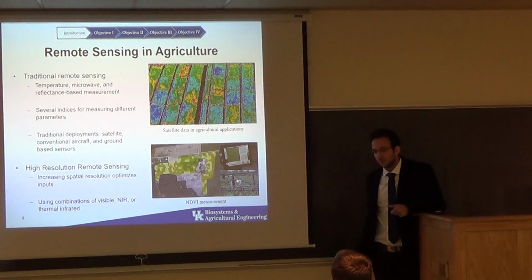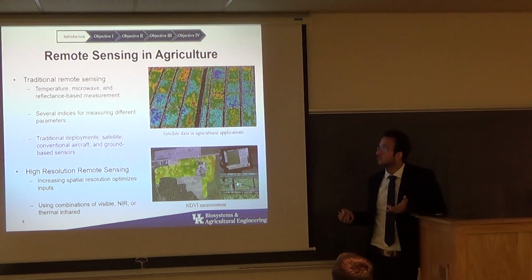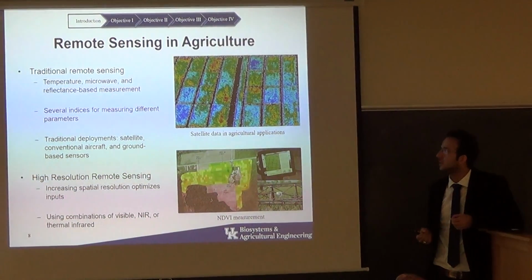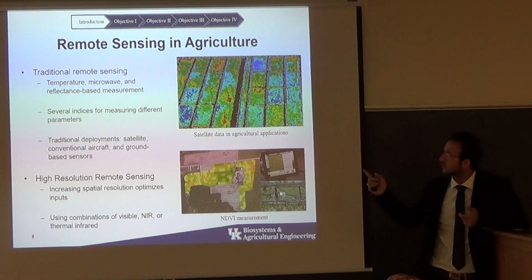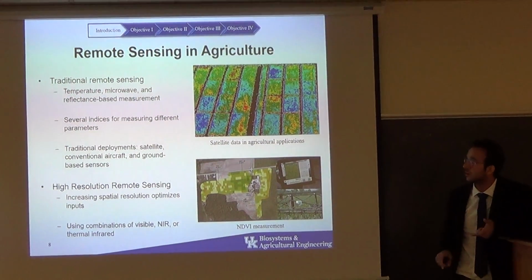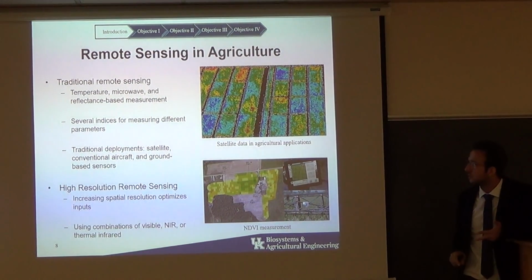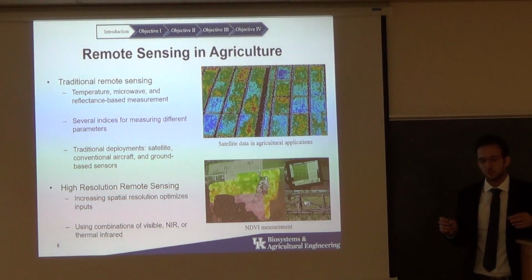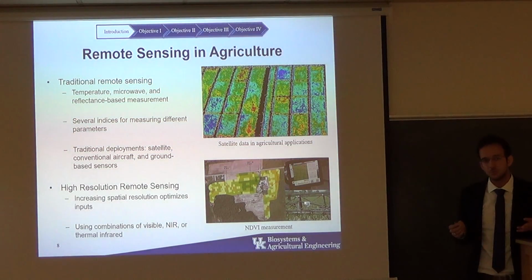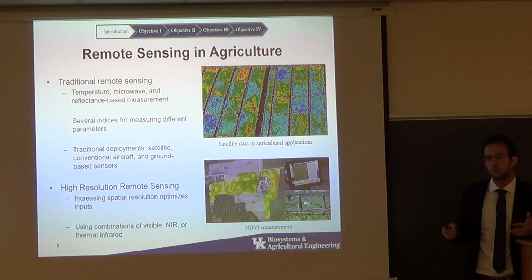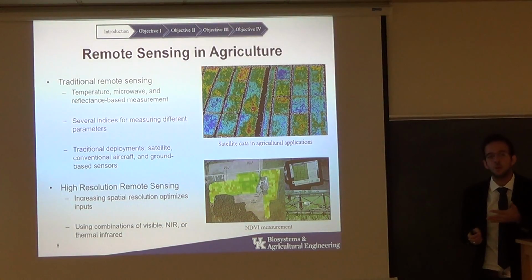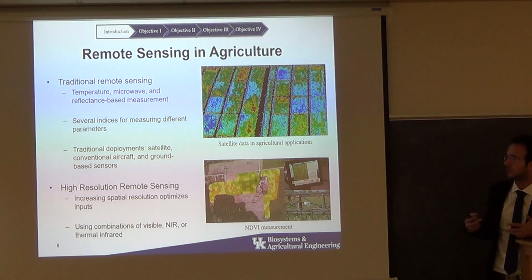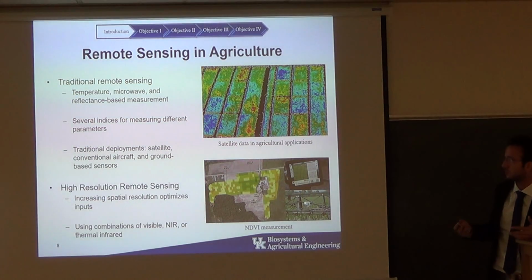Remote sensing in agriculture has been considered a hot and important topic since the early 1990s. Traditionally, remote sensing included thermal, microwave, and reflectance-based methods. Also, several indices were created to estimate particular parameters in the field. For example, NDVI is probably the most successful adoption of remote sensing in agriculture. It measures crop vigor, and because crop vigor is correlated with many other parameters in the field, we can get a better idea about the whole field.